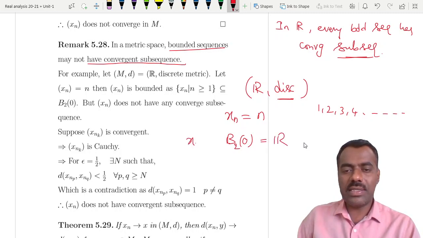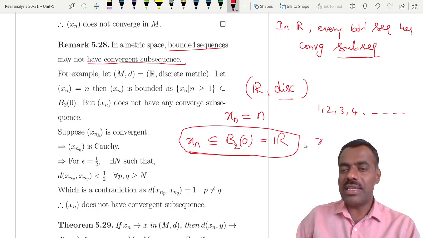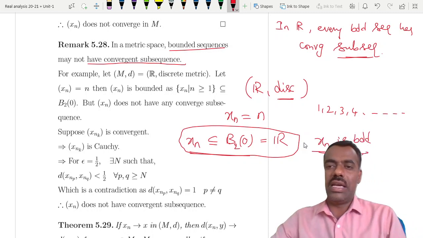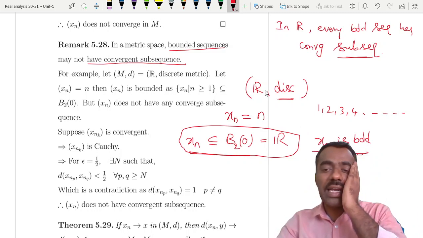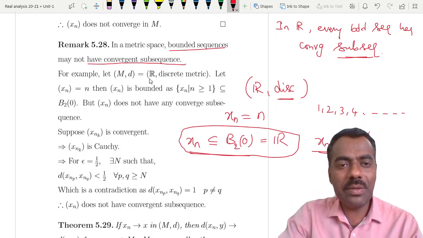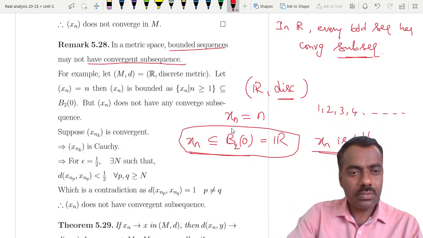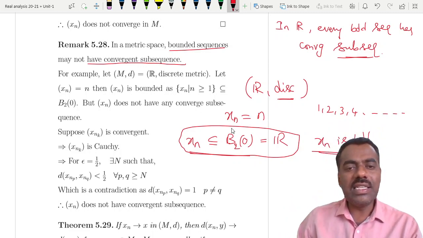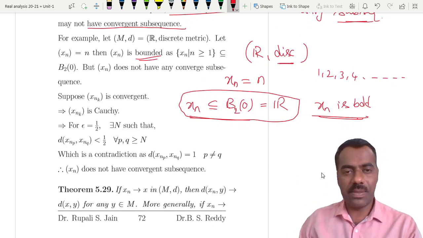And hence this xn is contained in this ball. Okay, that shows that this xn is bounded in the discrete metric, whereas in the usual metric on R, it is not a bounded sequence, right? But in the discrete metric this is possible. So therefore this xn is bounded, but we'll show that this xn does not have any convergent subsequence.